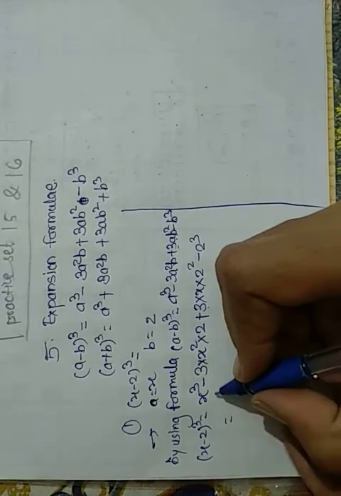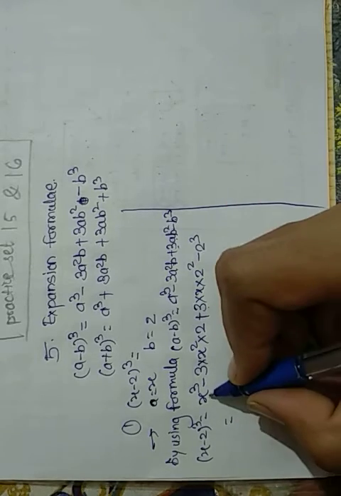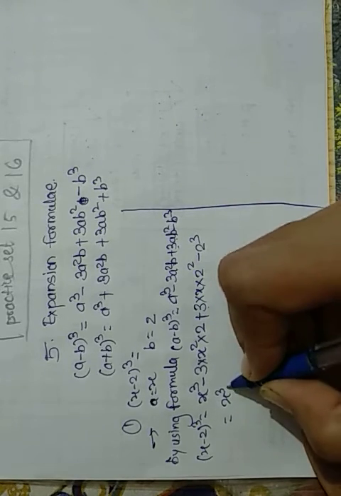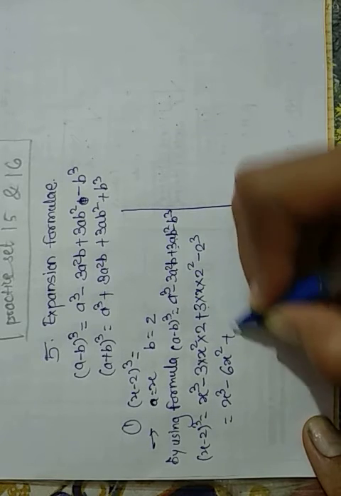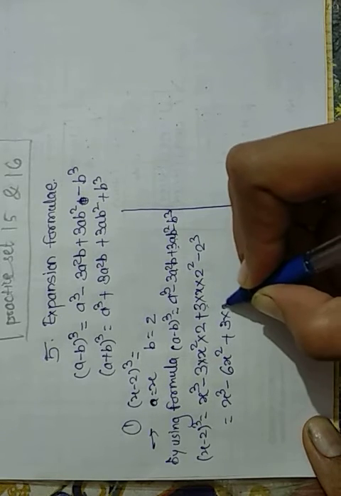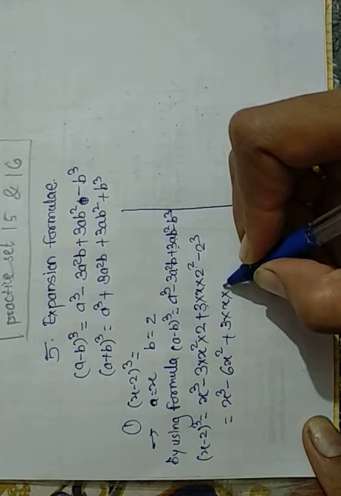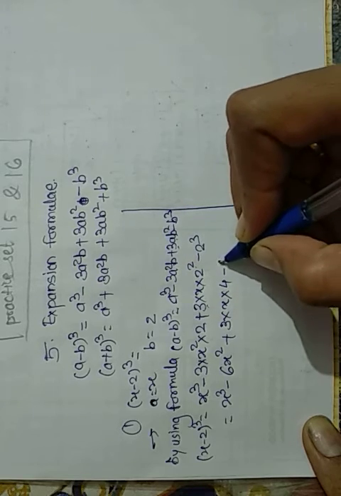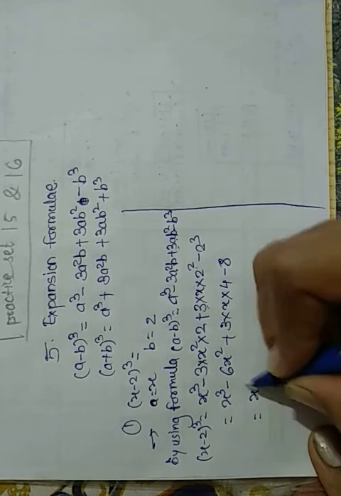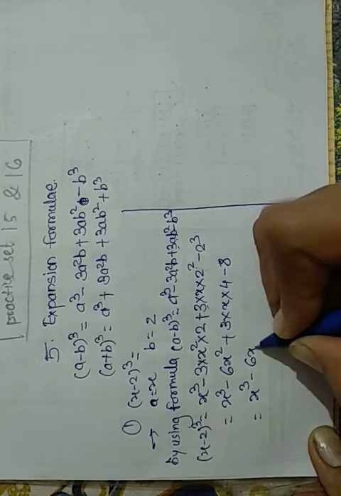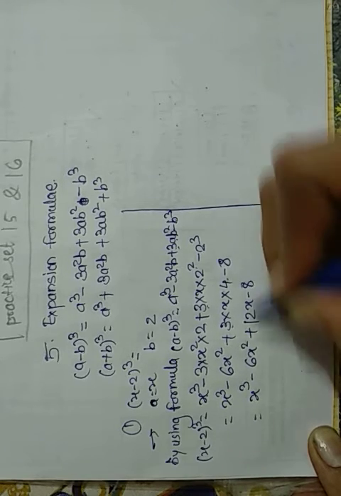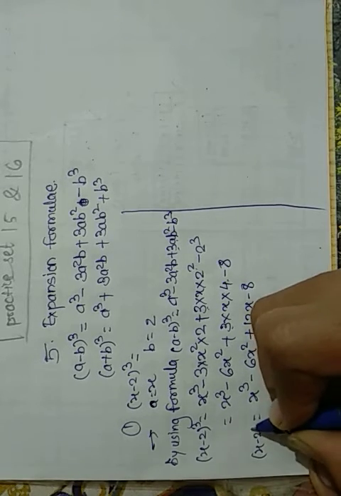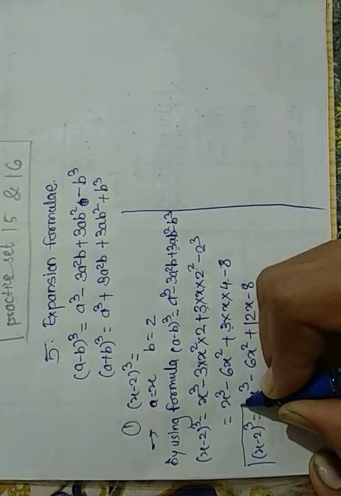Now simplify this. Here x³ minus 3 into 2 is 6x², plus 3 into x into the square of 2, which is 4, minus the cube of 2, which is 8. So x³ − 6x² + 4 threes are 12x − 8. This is the answer of (x − 2)³.